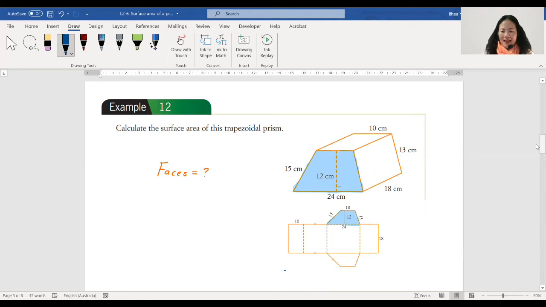Now this is a net. This is the diagram that when you open up the prism, that's what it looks like. Okay, so when I open this trapezoidal prism, it will look like this. So how many faces do we have? It's 1, 2, 3, 4, 5, 6.